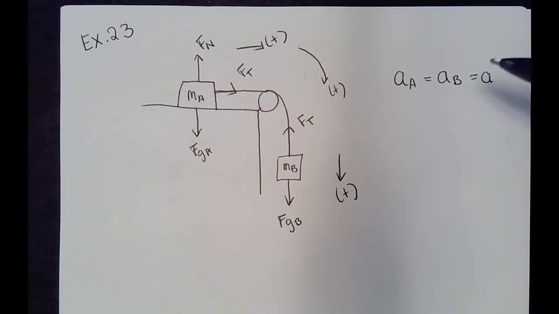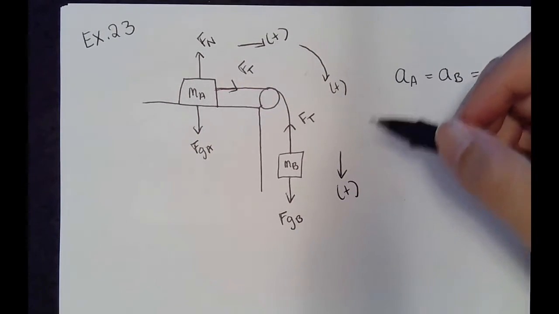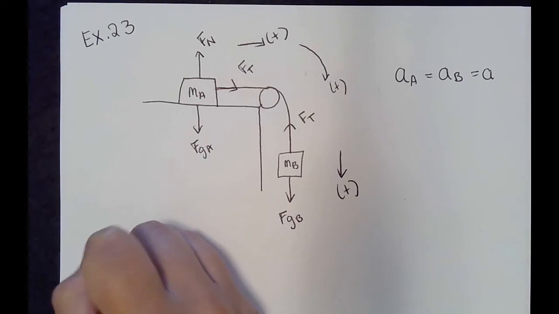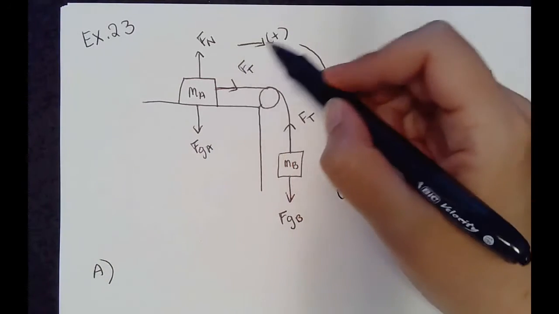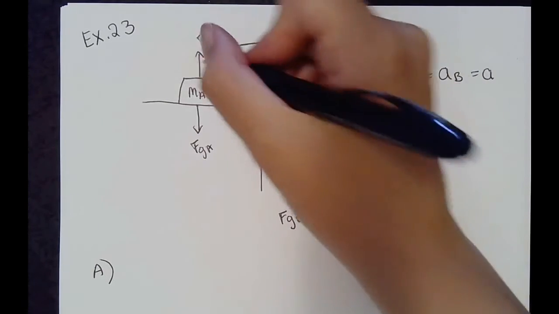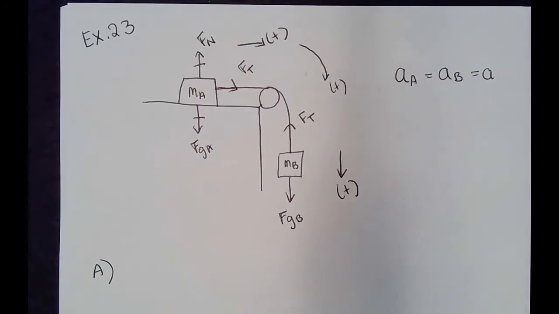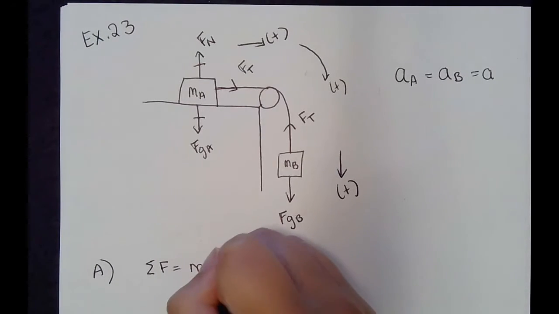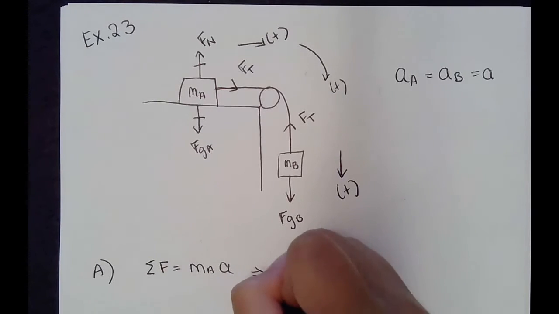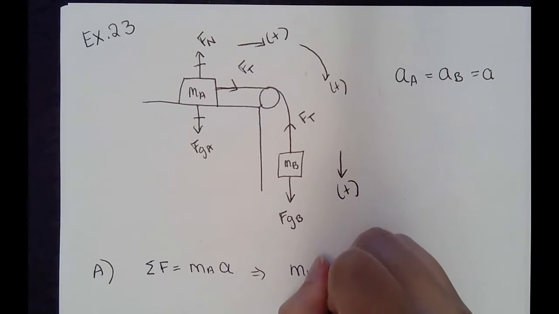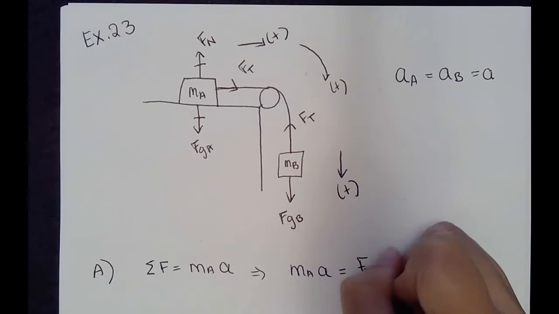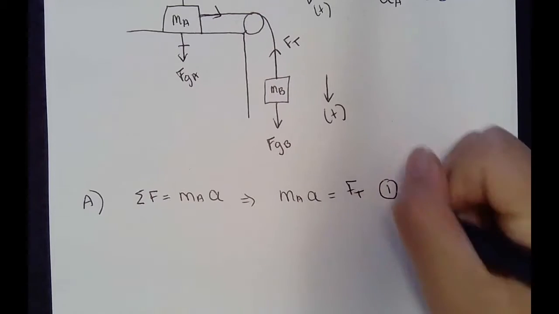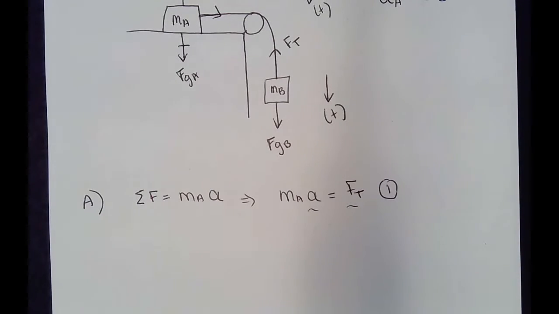Okay, so now let's find the acceleration by looking at the net force on each mass. If I start with mass A here, it's only accelerating in this positive direction. Fn and Fg in the y direction are balanced. So I have the net force on mass A equal to mA times the acceleration, which gives me mA times a equals Ft. So that's our first equation, because we have two unknowns here, a and the tension.